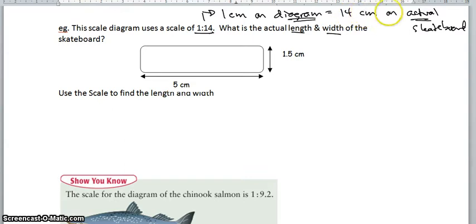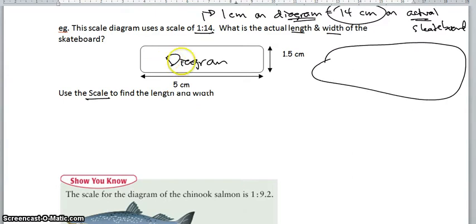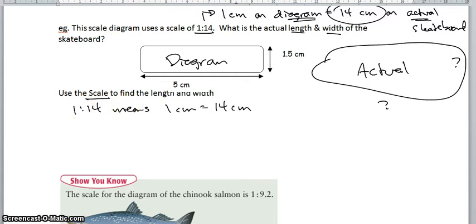So we're going to be talking again and again about diagrams and actuals, and here, as I said, we're basically using this like a multiplier, like a scale factor. So it says use the scale to find the length and the width. This is our diagram. And then the actual, we don't know its length and we don't know its width. So that's what we're looking for. So 1 to 14 means 1 centimeter in the diagram equals 14 centimeters on the actual skateboard.